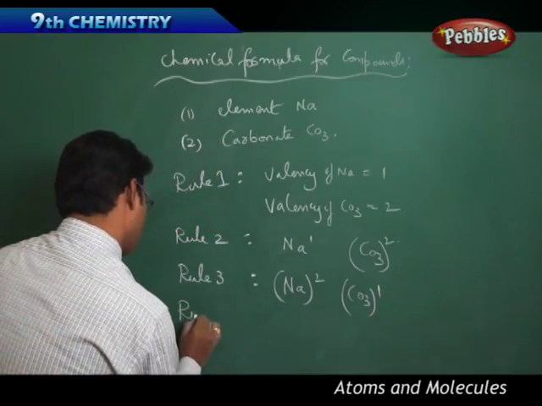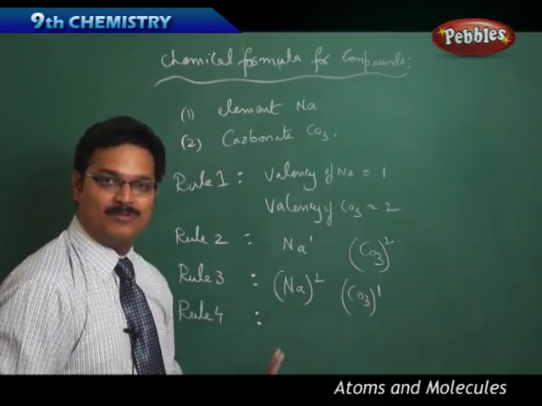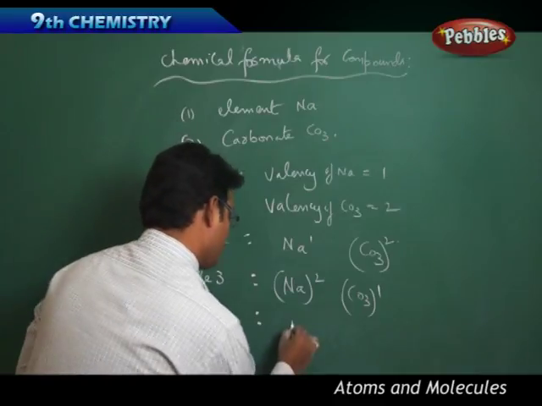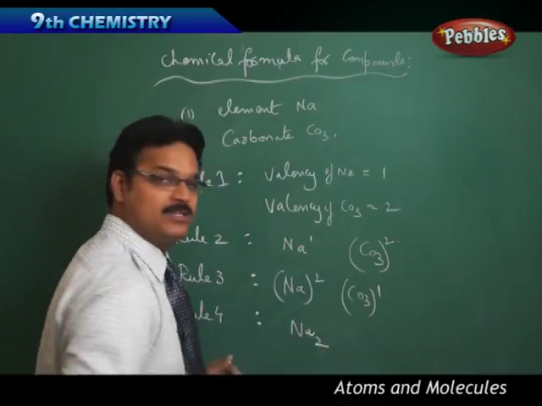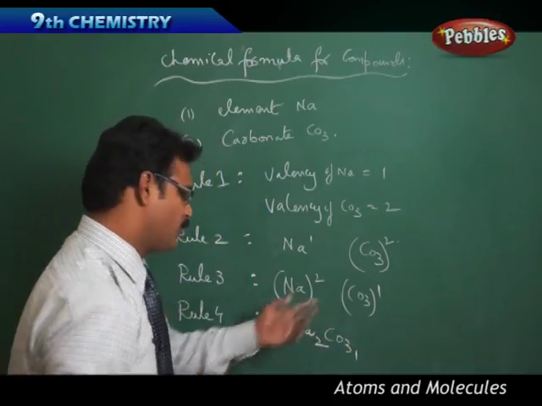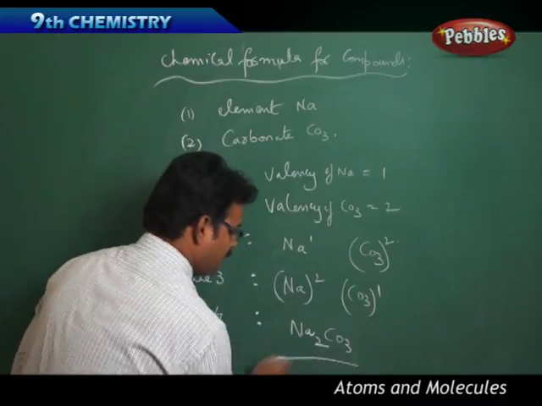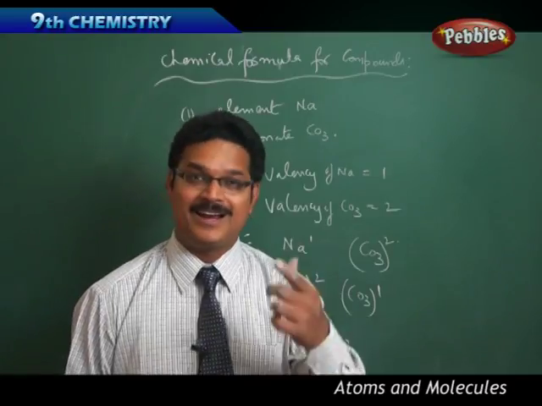Now rule number 4, last rule. Write down the compound formula with those valencies taking to subscript. So Na, these 2 go to subscript, become like this Na2, and CO3, 1. You can write it as 1, no need to write, just write CO3. And therefore this becomes the chemical formula for the compound. Now try for another example.